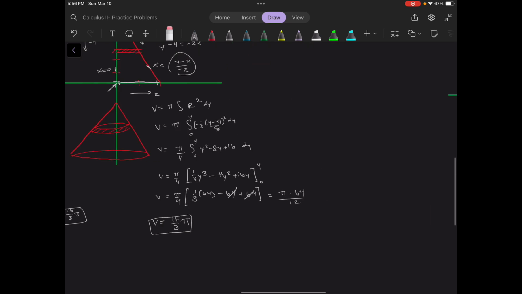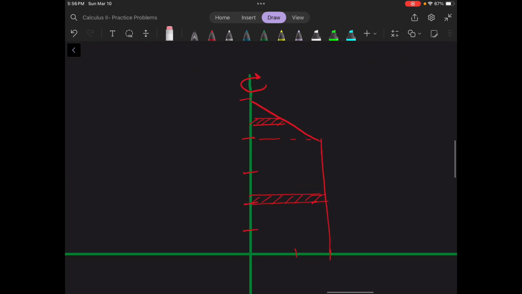Okay, so finally, let's look at this one. You can see that there's two different kind of displacements.